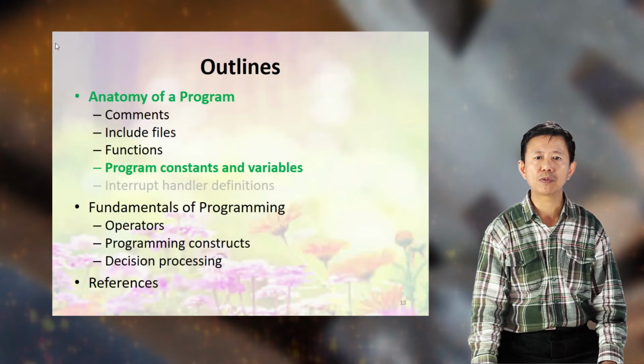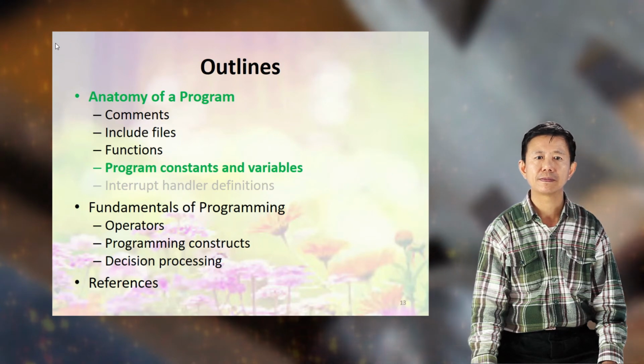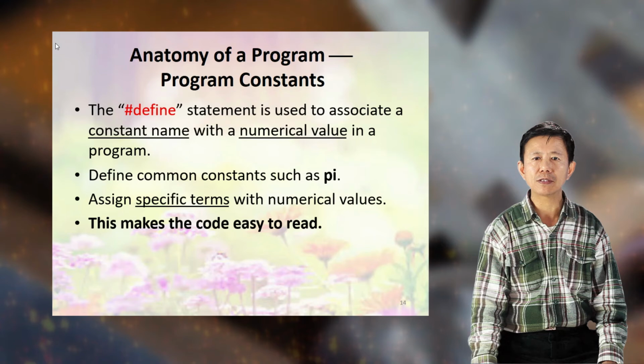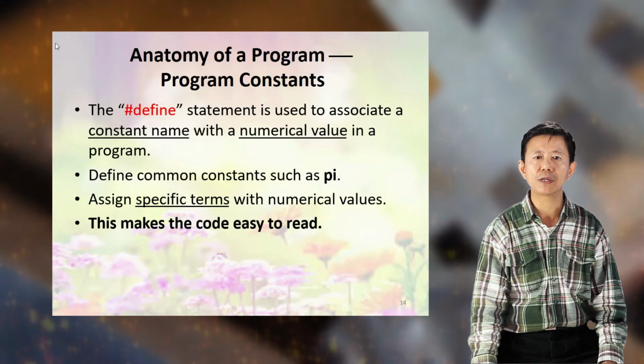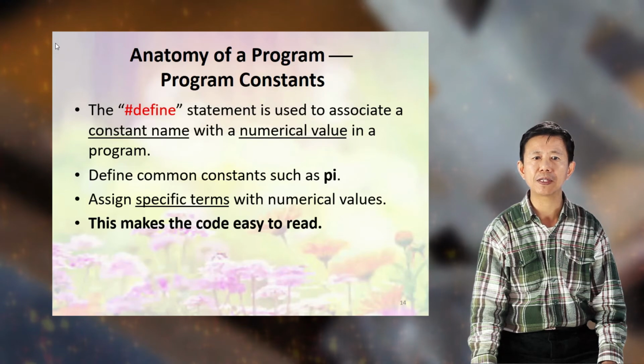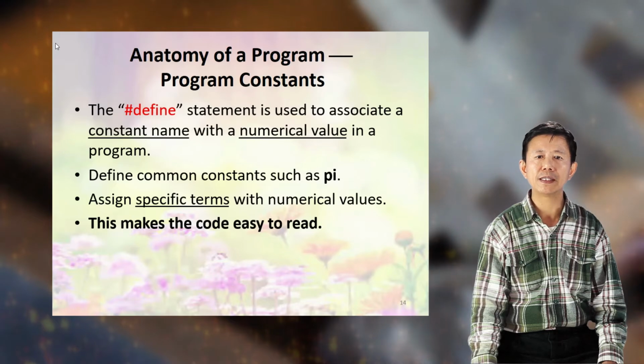Now let's move on to program constants and variables. The #define statement is used to associate a constant name with a numerical value in a program. It can be used to define common constants such as pi. It may also be used to give each specific term used in the program a numerical value. This makes the code easy to read.